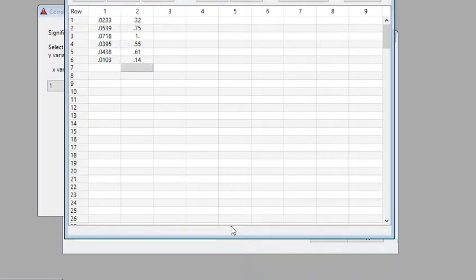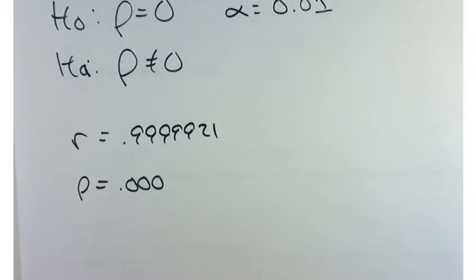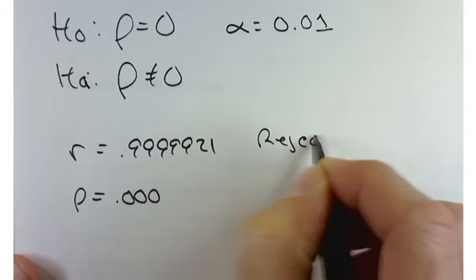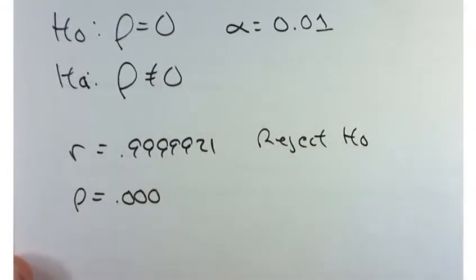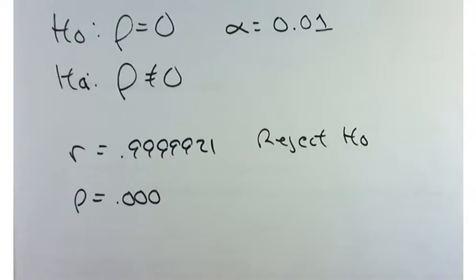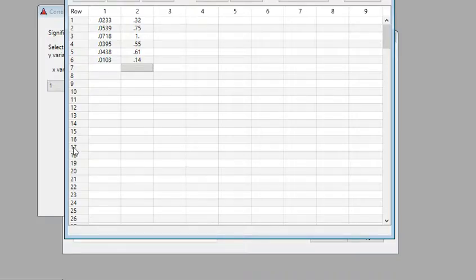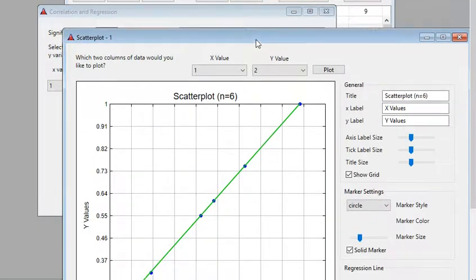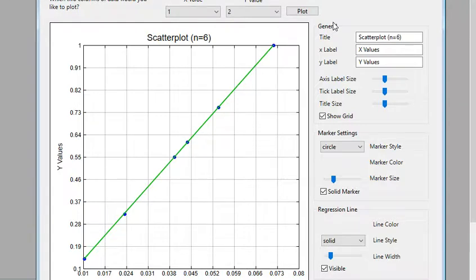David, what's that saying about our data here? Yeah, reject H naught. Absolutely, that's not even close. And it matches what we expected based on our scatter plot. That scatter plot looked perfect.